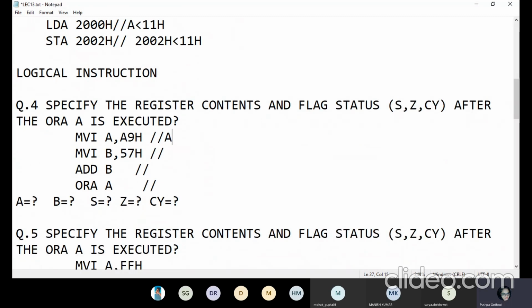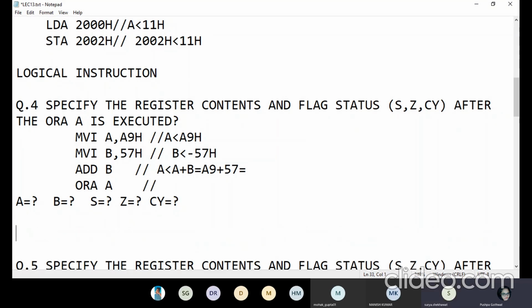A will be loaded with A9H, then B again loaded with 57H, then next ADD B. ADD B means A equals A plus B. So right now your A is A9 plus B is 57. So addition of this, what will be the answer for that?